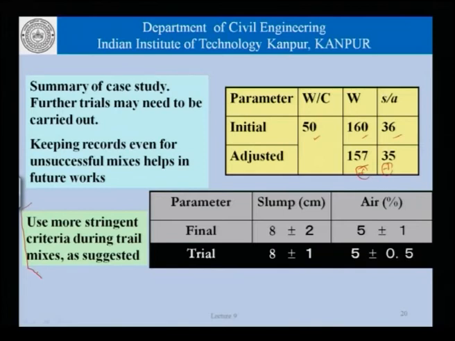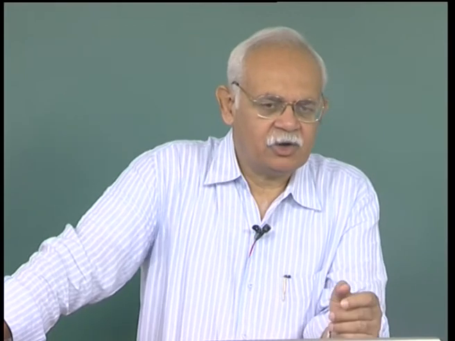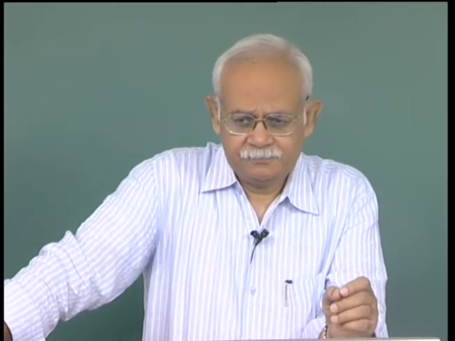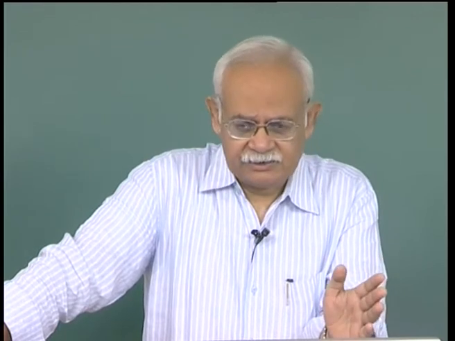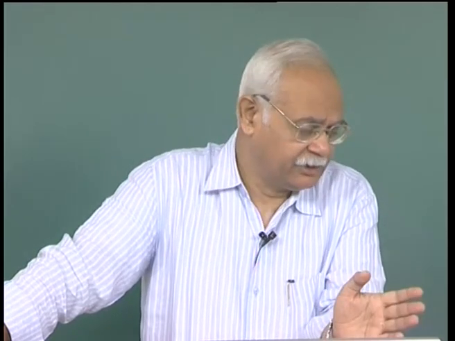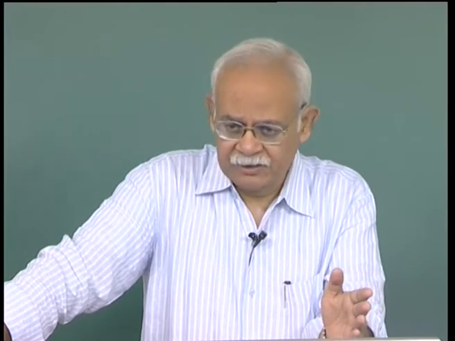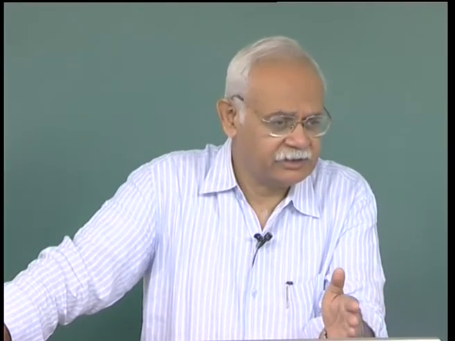That is to say, if finally the allowed variation in the field is, let us say, 2 centimeters, that is, the requirement is that the mix should have 8 plus minus 2 centimeters of slump, it should have 5 plus minus 1% of air, and that is a usual way of specifying things. Slump, air content, and so on are extremely variable. They vary within a certain range. It depends on whether I measure it or you measure it. It could also vary whether it is measured right now or 5 minutes later, and so on.